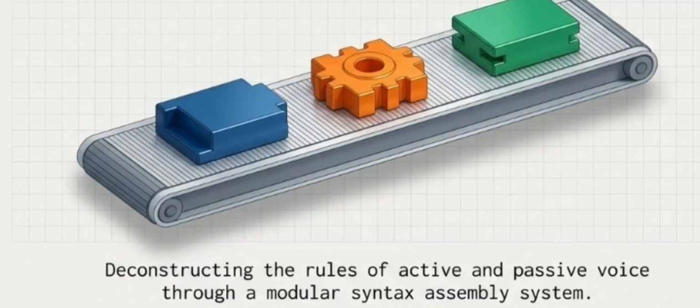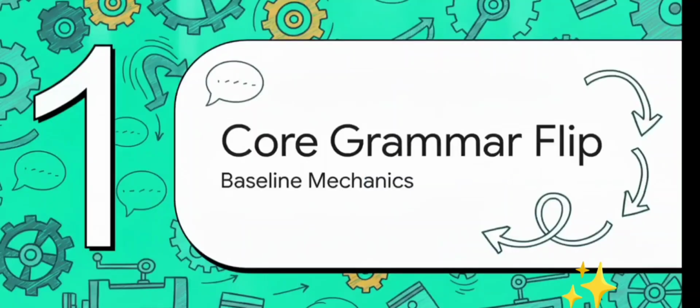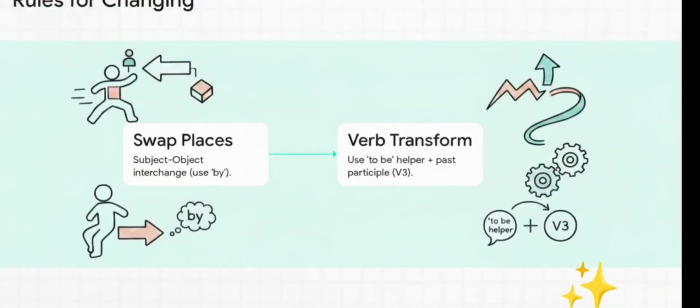All right, let's jump straight into section 1, the core grammar flip. Okay, before we even look at specific tenses, we need to establish the absolute baseline mechanics. What is the fundamental engine that drives every single active to passive transformation? Well, there are just two golden rules that apply across the board. First is the subject-object interchange. The subject, the one doing the action, and the object, the thing receiving the action, simply swap places. The old subject usually gets the word by attached to it at the end of the new sentence.